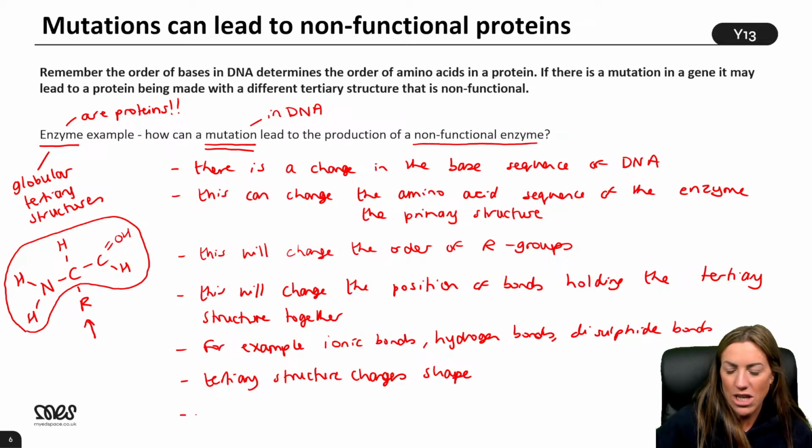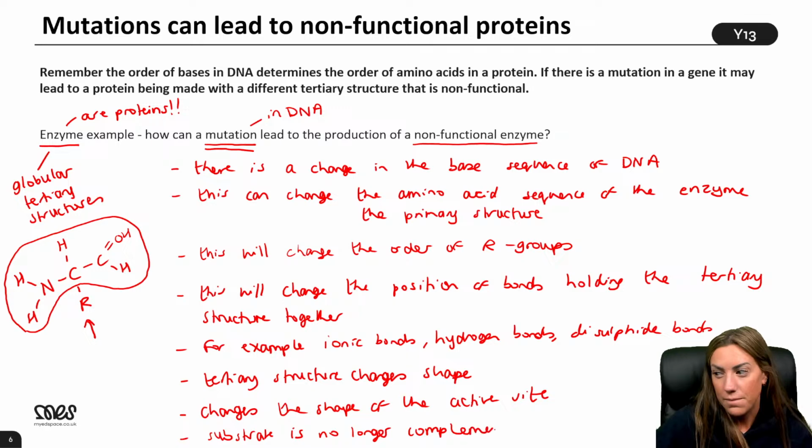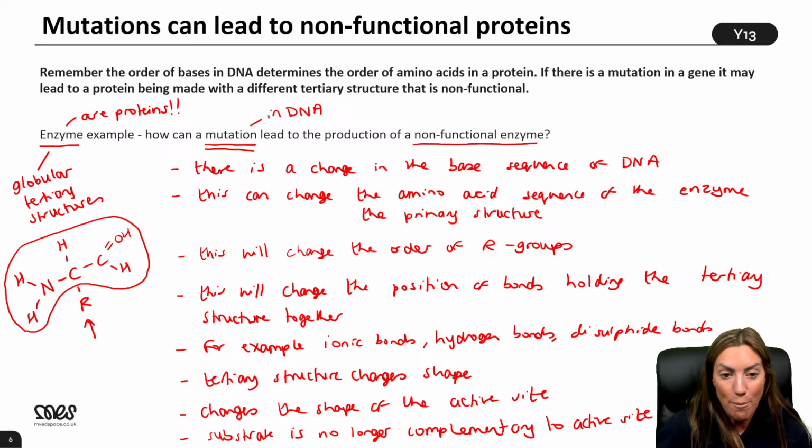So change the tertiary structure, and then because this is an enzyme, we can go all the way to saying it changes the shape of the active site, and all the way to saying the substrate is no longer complementary to the active site. Or you could say the substrate can no longer bind to the active site, or enzyme-substrate complexes can no longer form.